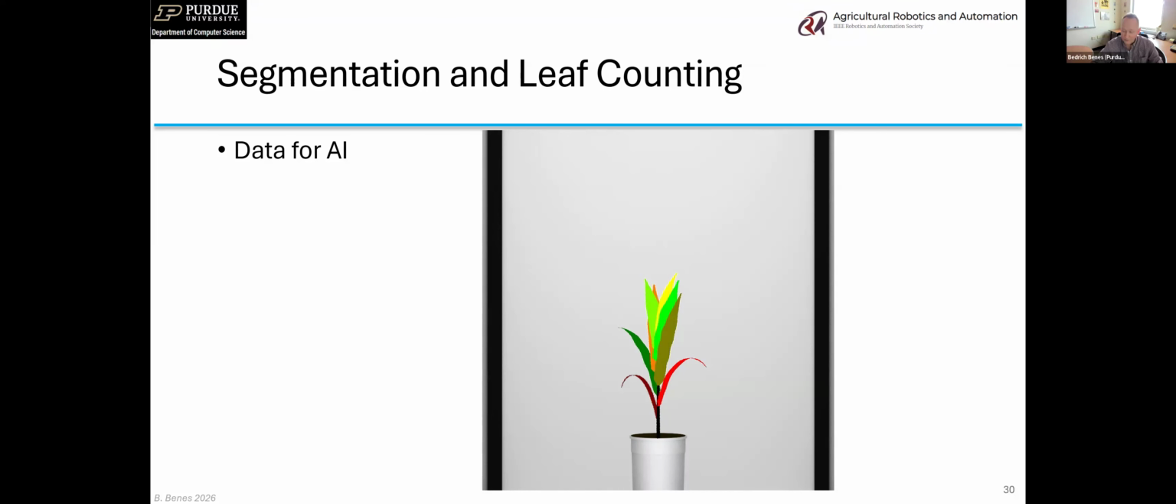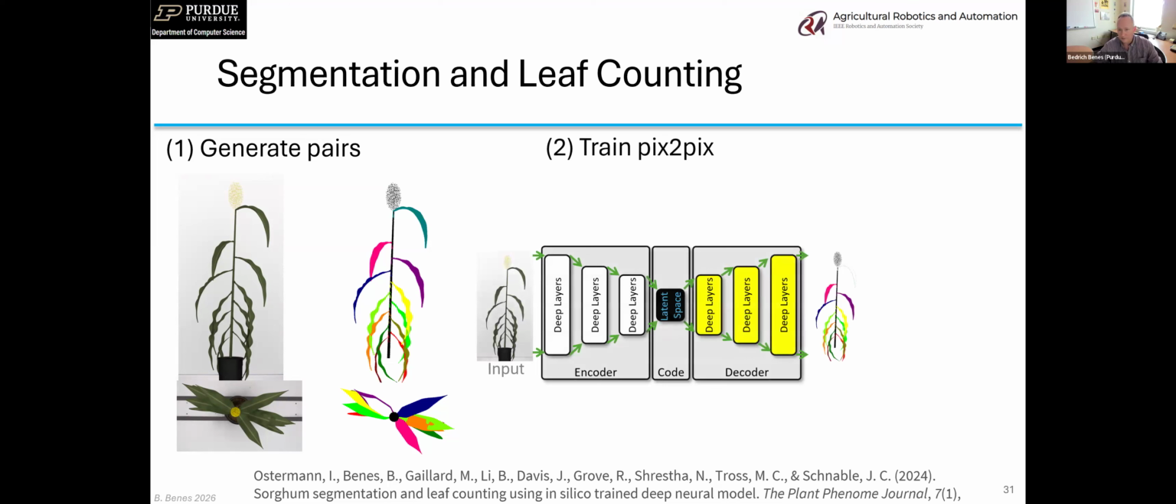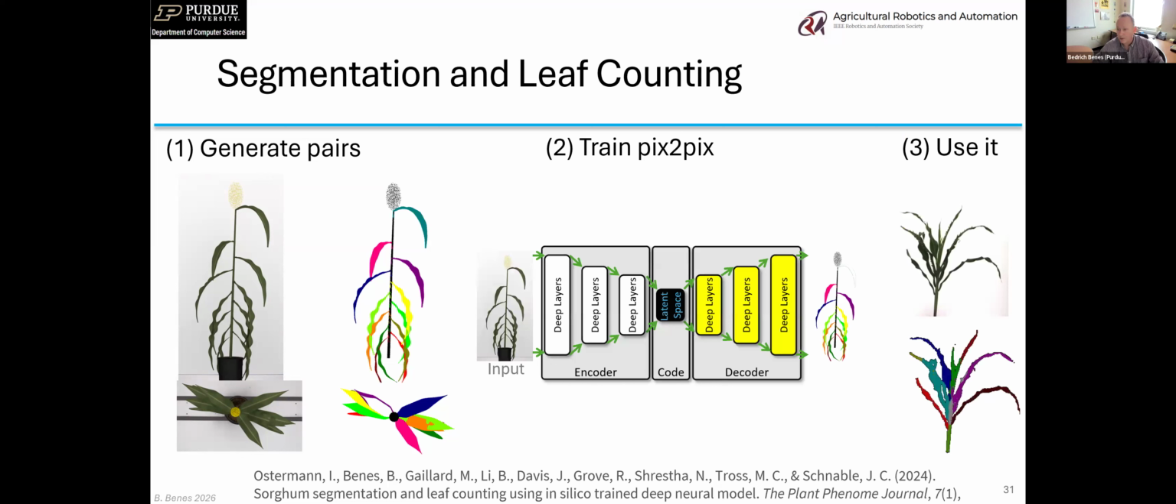So we took our generative model and generated pairs of photorealistic images, rendered with bidirectional path tracing and photon tracing, with colors and reflectivity and everything. The second image was just a color-coded index image that was used for counting. Then we trained a simple pix2pix deep neural network, and then we used it by providing it with the real data and measuring the leaves.